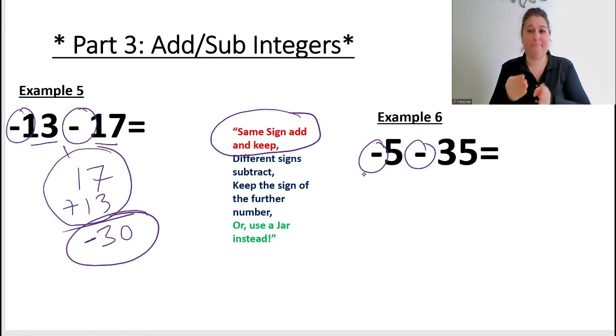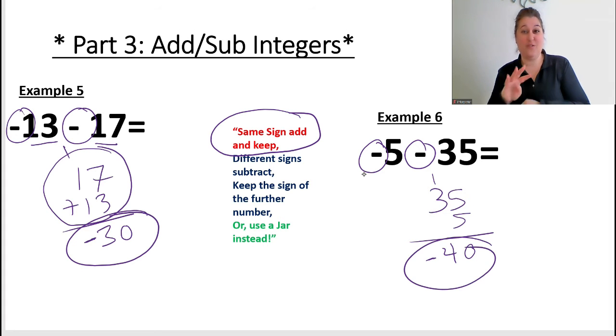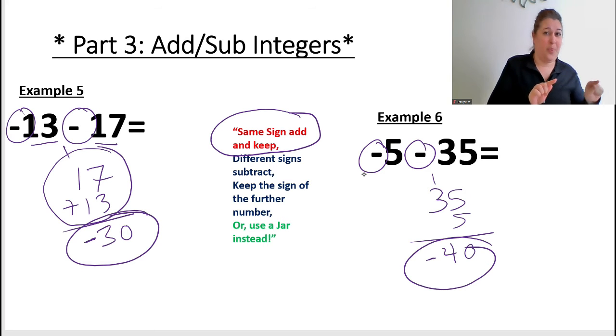So let's look at this one. Same sign, add the numbers, and keep the sign. So negative 5 minus 35 is negative 40. Think of the number line. You're at 0, you go to negative 5, and you minus 35. So you go 35 more than 5. You end up at negative 40.